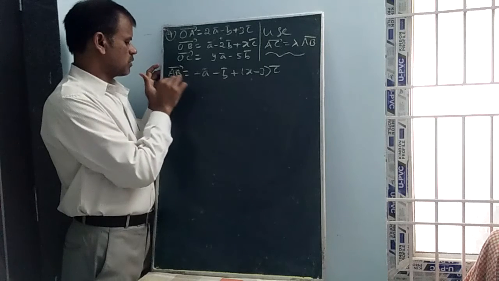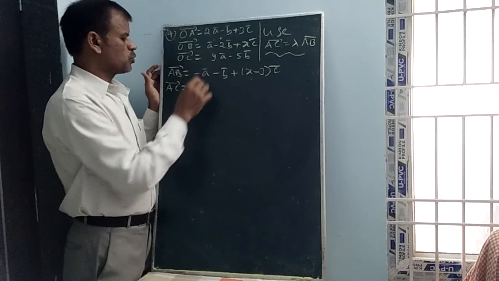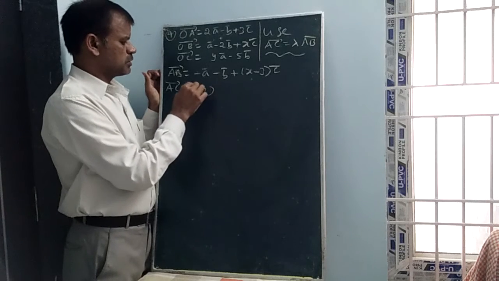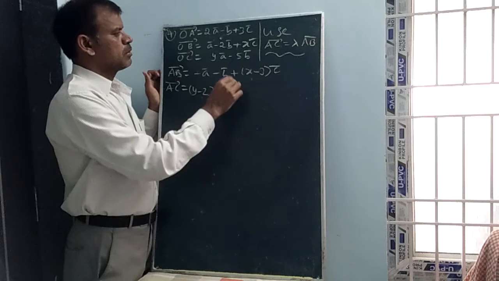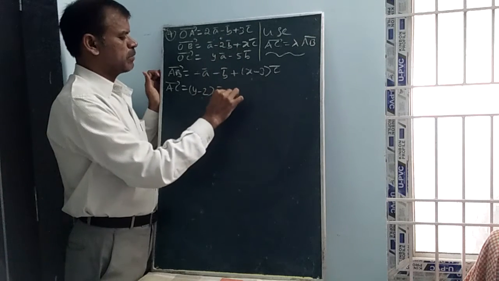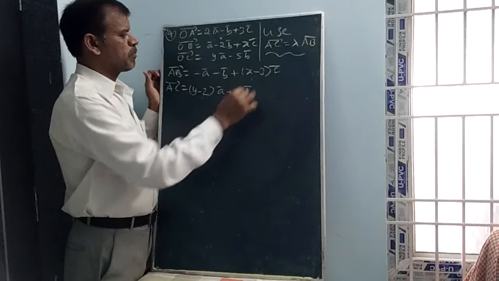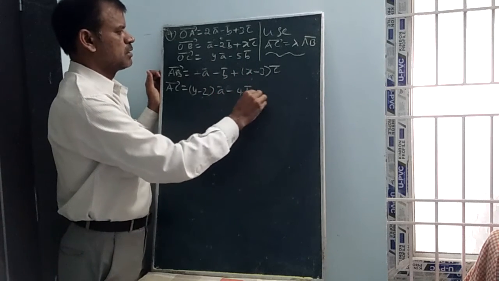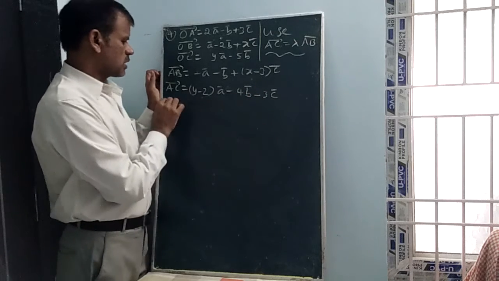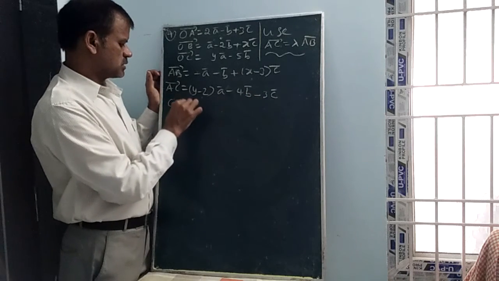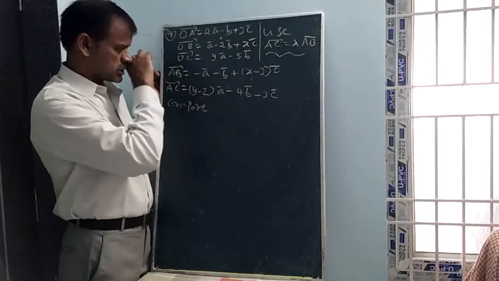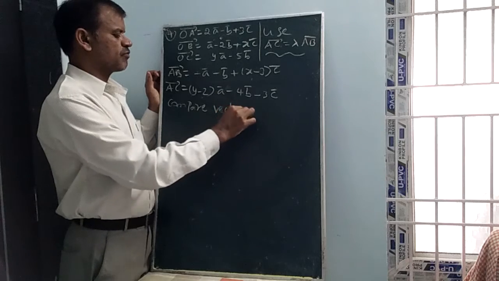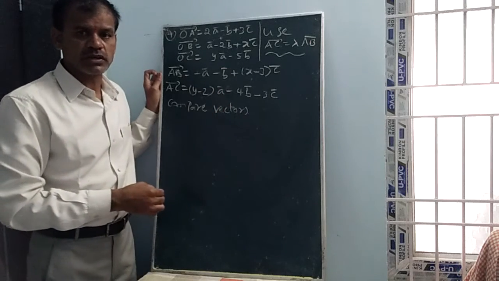In the similar way, write AC. AC means OC minus OA. So here Y minus 2 into A bar, plus minus 5 plus 1 becomes minus 4B bar, and minus 3C. The AC equals lambda AB method is not suggestible here, so I compare the vectors. You can compare the coefficients, the components of the two vectors.